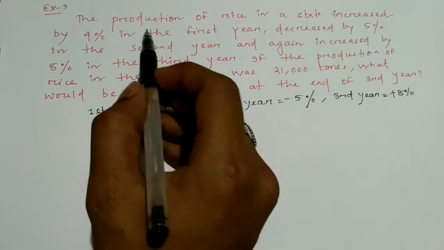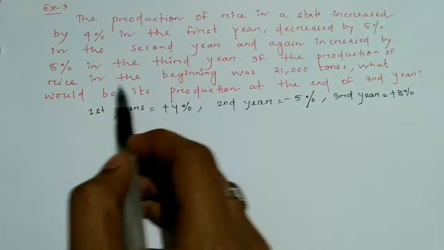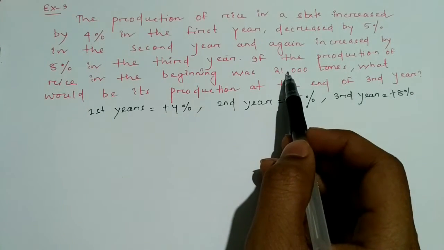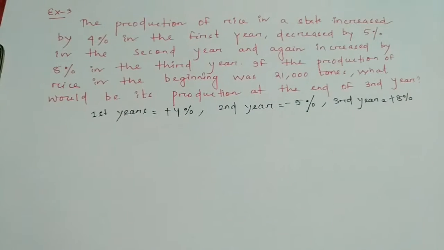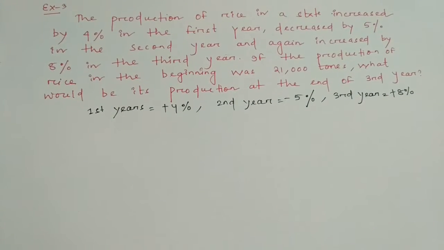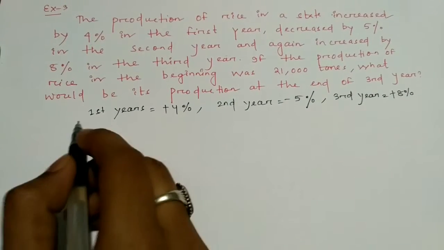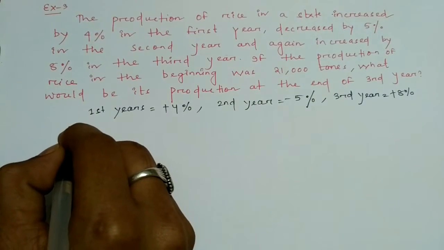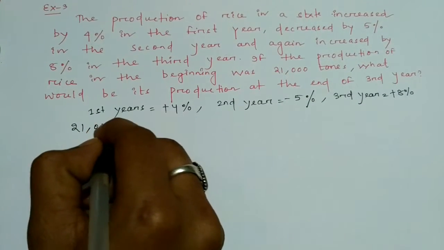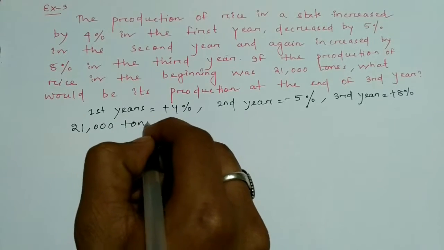So if the production of rice at the beginning was 21,000 tons. So 21,000 tons means what? Initially we have 21,000 tons.